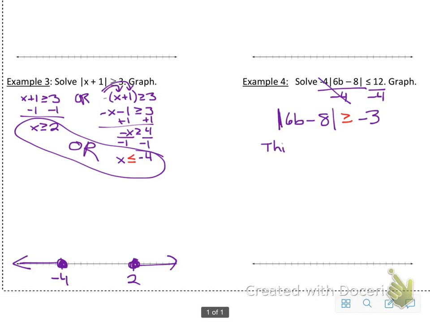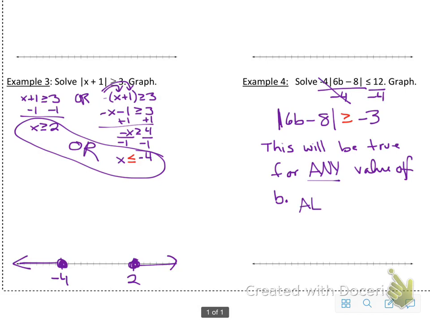So this will be true for any value of b. Sorry. So the answer is all real numbers. Okay? And you can graph that. It's simply the entire number line.